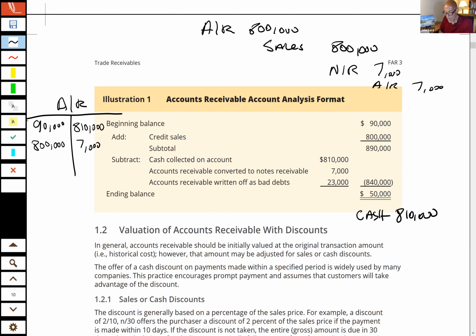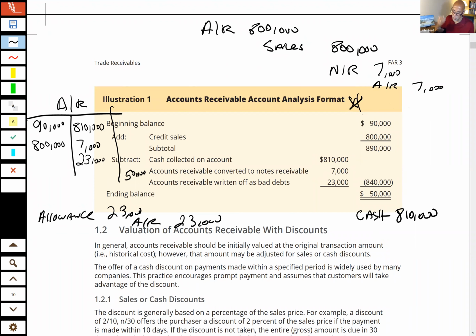And then they had some accounts receivable written off. So if I write off an account receivable, I debit the allowance for doubtful accounts for 23,000, right? And credit the accounts receivable for 23,000. Okay. And then I should come up with an ending balance here of 50,000. Now I'm just showing you the relation to the T accounts, but again, don't try to use T accounts for a question like this. They're not going to ask you the ending balance, guys.